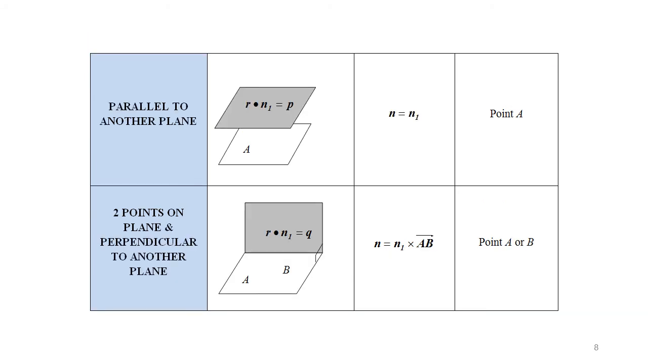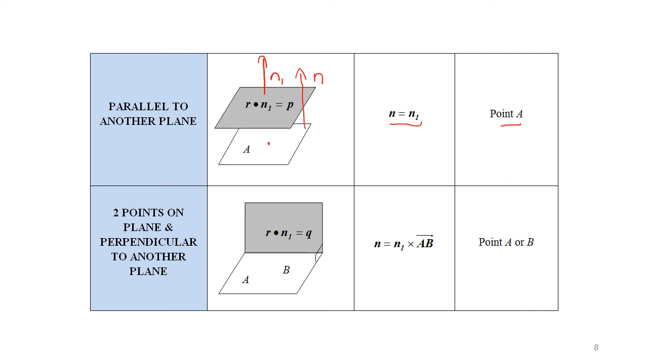Right. So now look at the third situation here. So parallel to another plane. So as usual, we have a point on the plane. So this point will be our A. And then to find out N, from the other plane, we should have N, right? So let's say N1. This N1 is actually parallel to our N. So we can take this N1 as our N. Okay, settle.